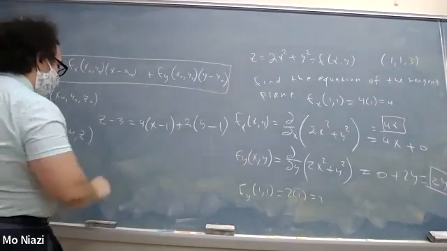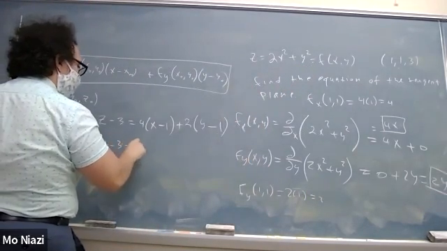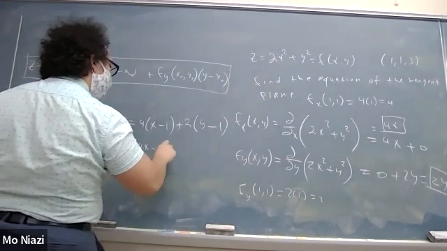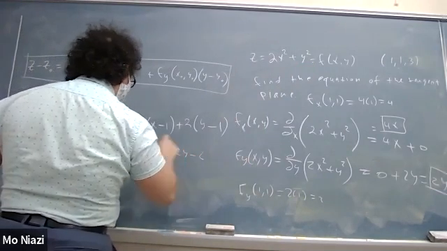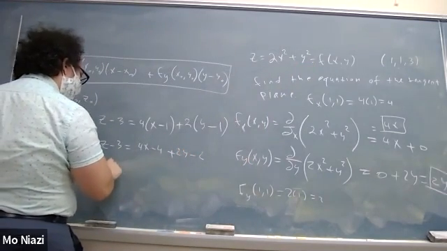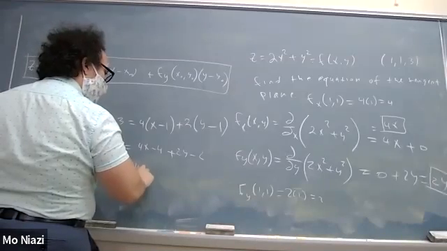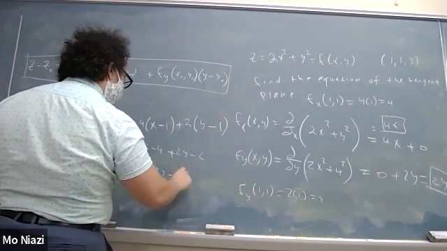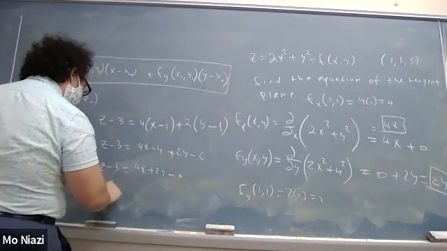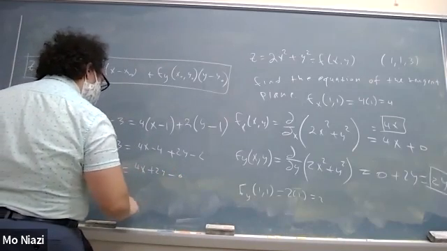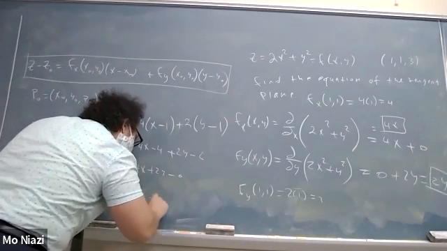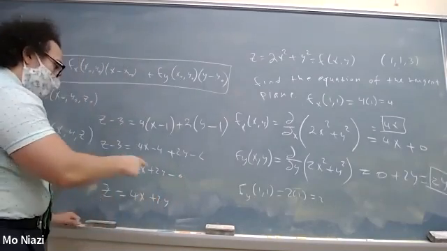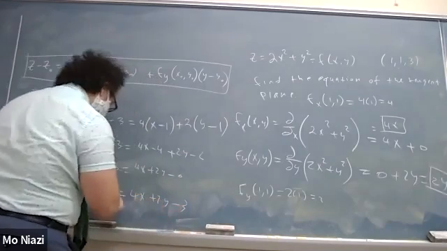Okay? And then let's just distribute this: 4x minus 4 plus 2y minus 2. Let's regroup some terms. This becomes 4x plus 2y minus 6. Add a 3. I get z is equal to 4x plus 2y. Add a 3, so this becomes minus a 3.